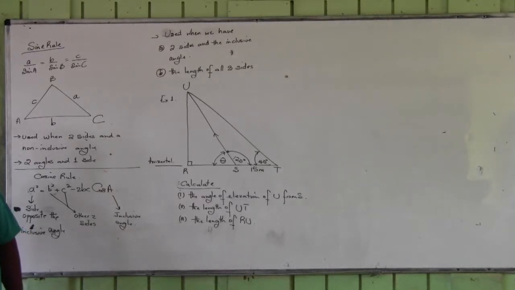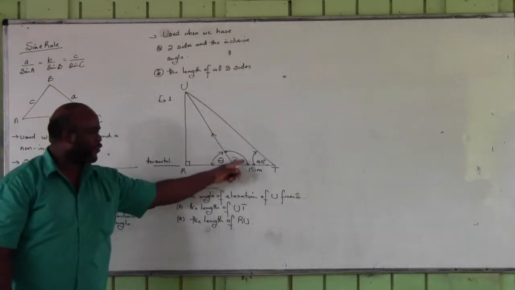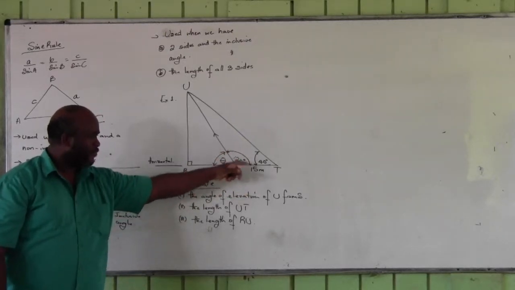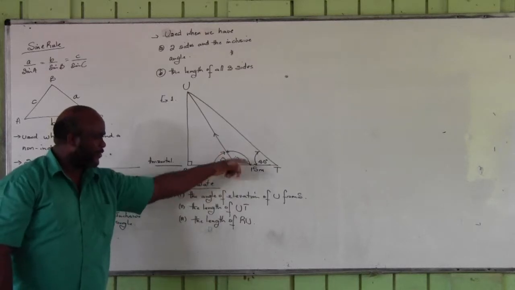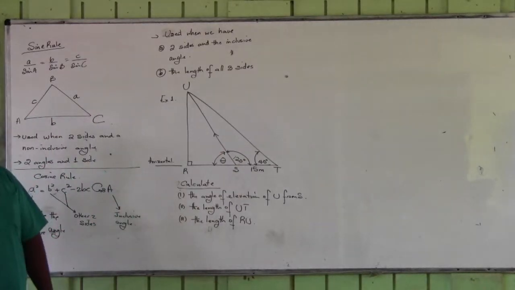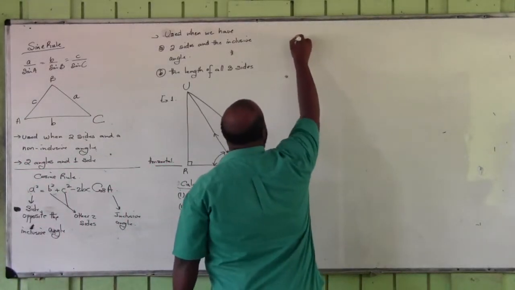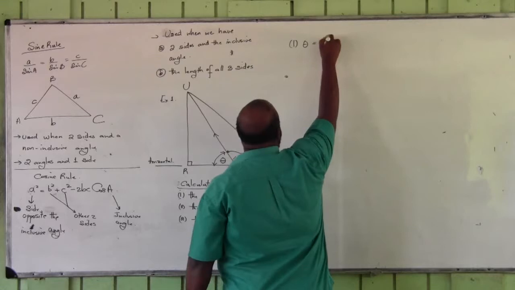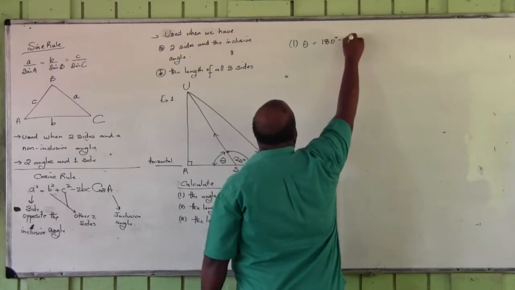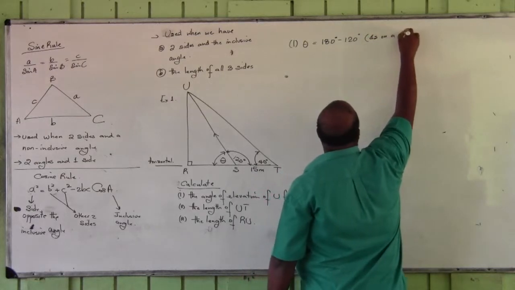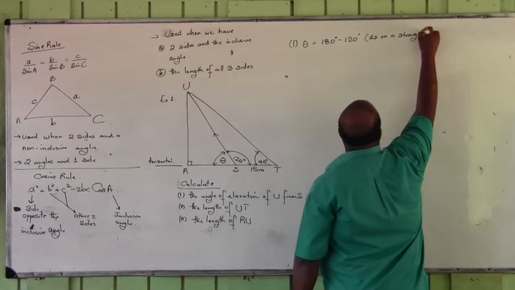Do you agree? Let me know. Yes, sir. That angle represents the angle of elevation of U from S. What can you tell me about these two angles? Yes, they add up to 180 degrees. Why do they add up to 180? They are angles on a straight line. It means therefore that theta is equal to 180 minus 120. They are angles on a straight line.